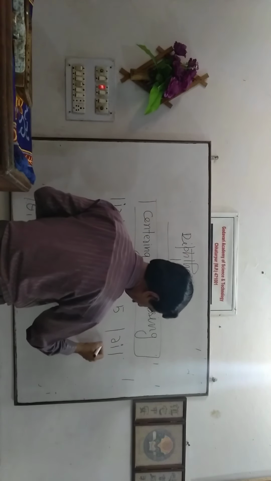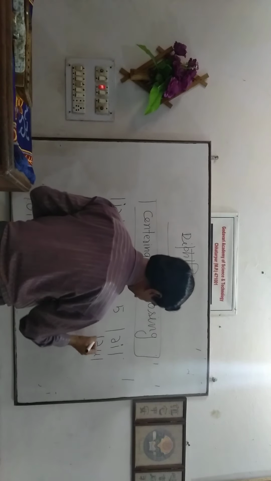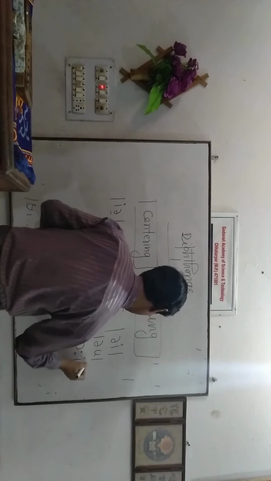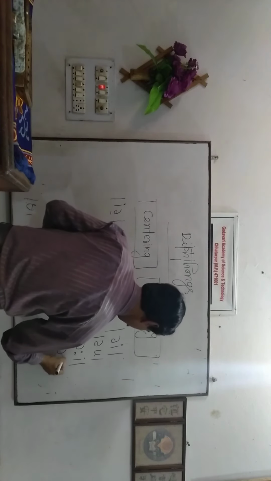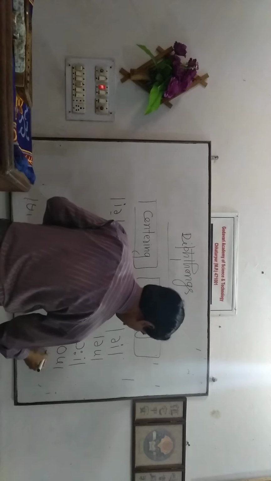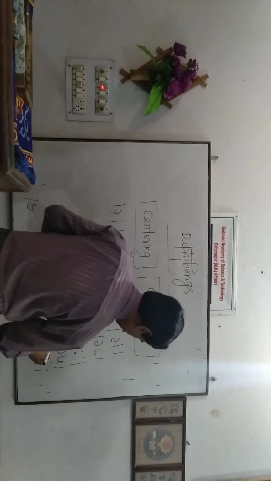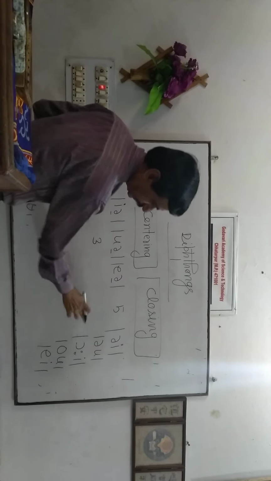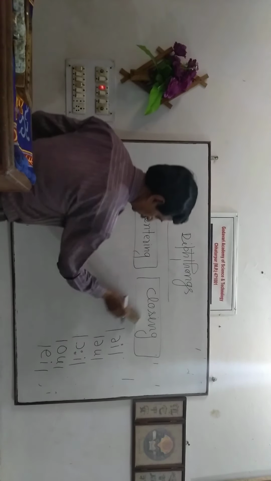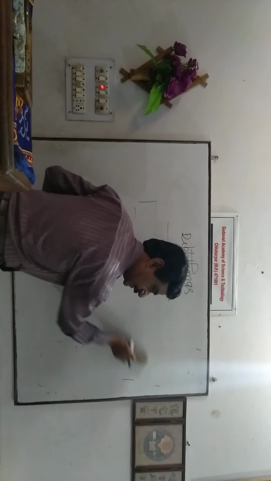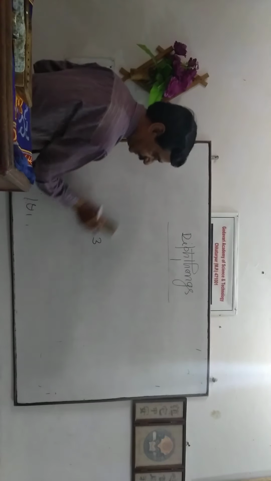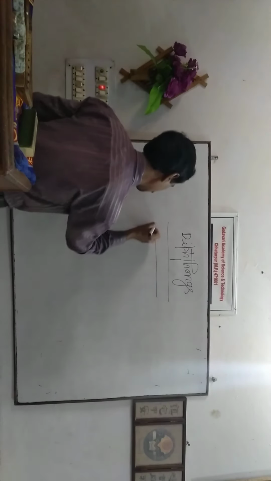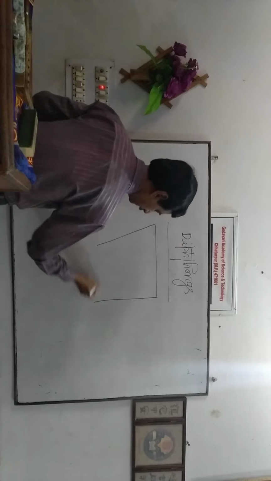AI, AU, OI, OU, and EI. So these are centering diphthongs and these are closing diphthongs. Now, the graphical representation of the tongue diagram. I will tell you. Make the diagram like this.